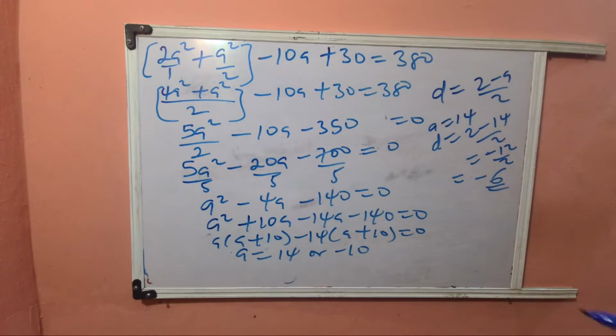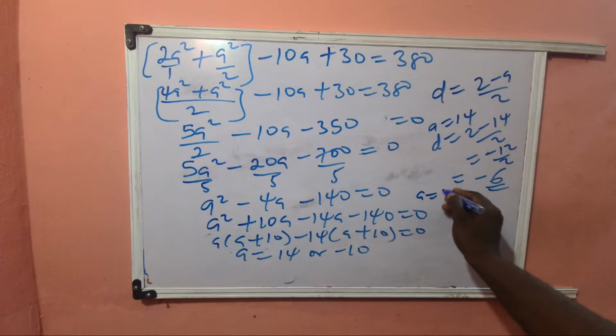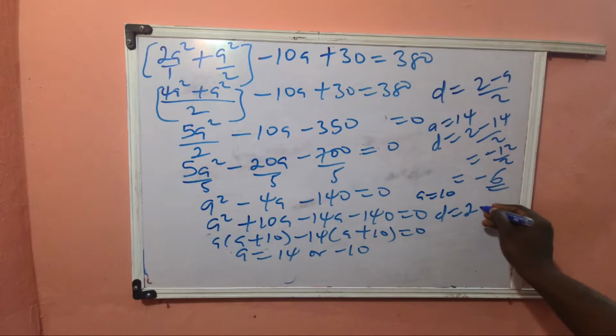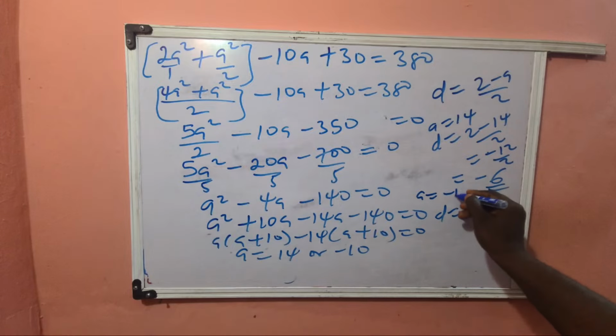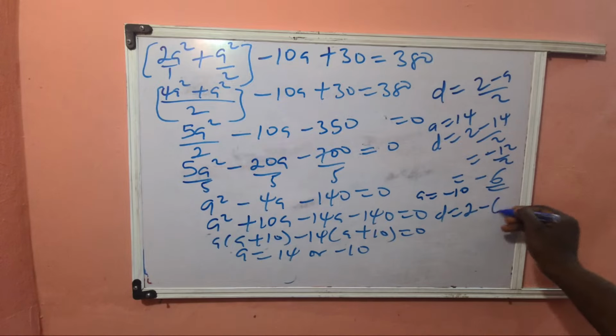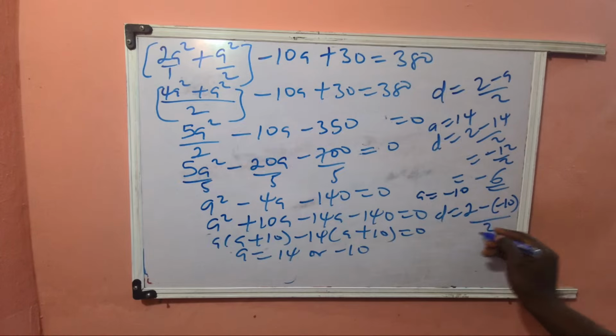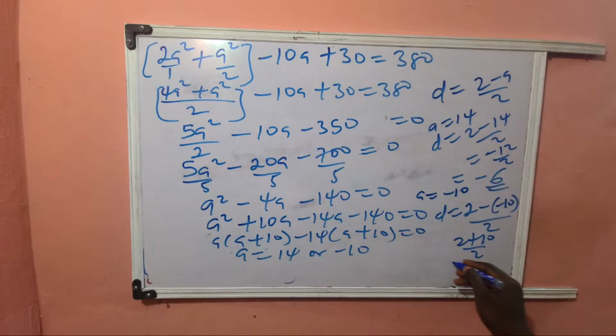And if A was minus 10, then our D will be 2 minus minus 10 over 2. That will be 2 plus 10 over 2, that will be 6. So the value for D is 6 and minus 6, depending on what your value for A is. So that is how we solve the question that was given last year.